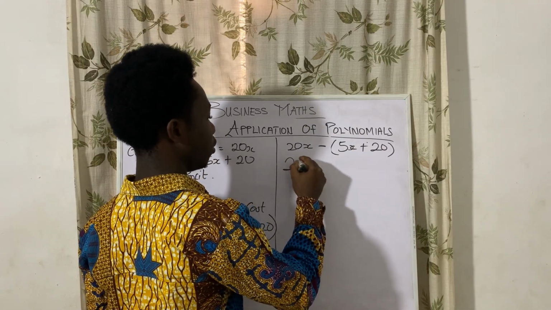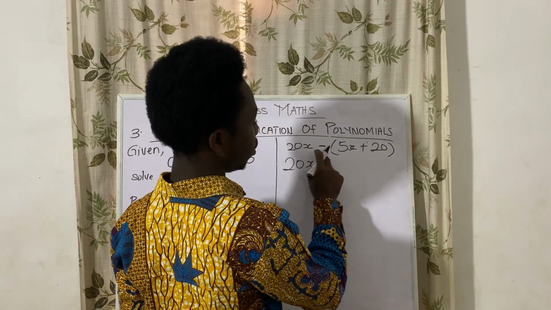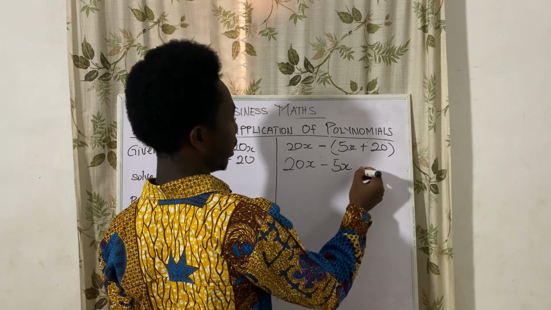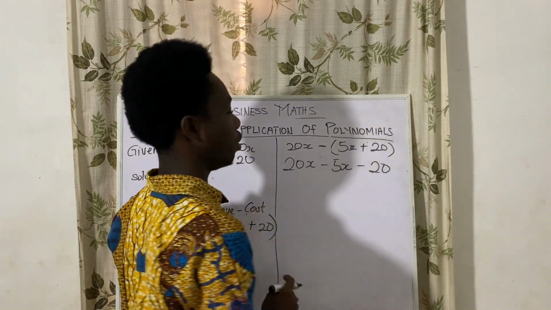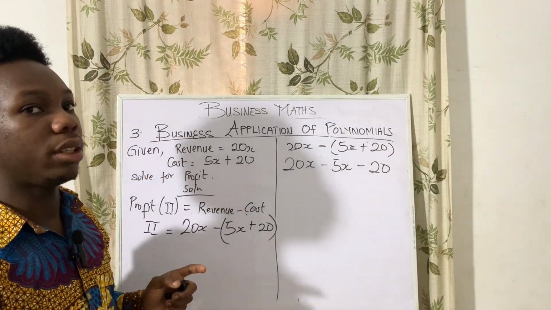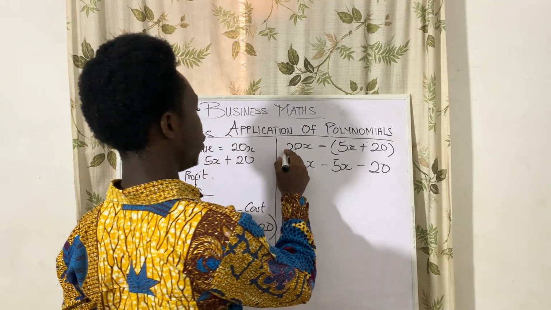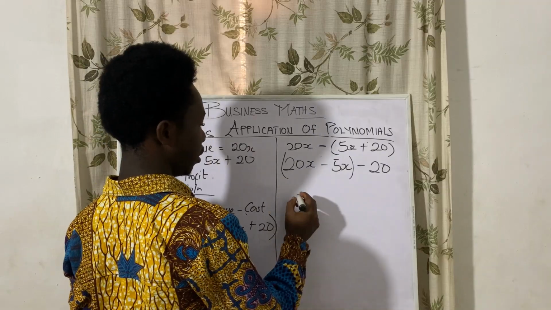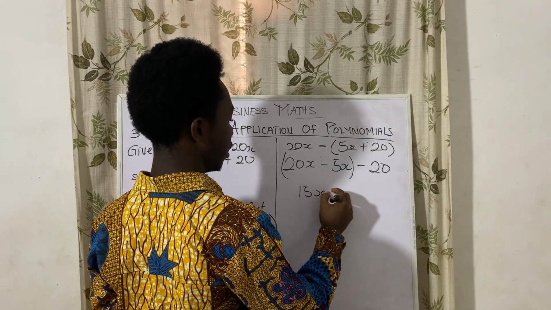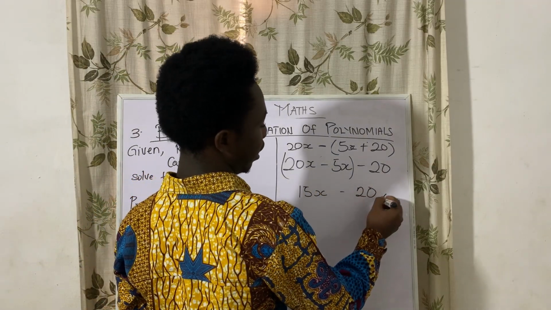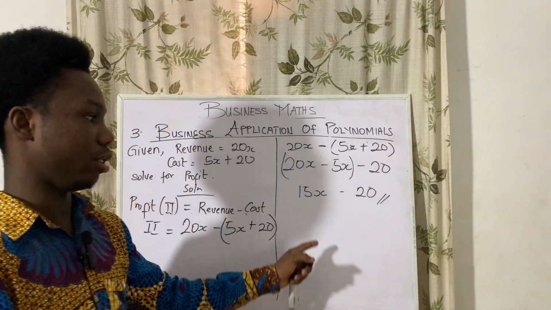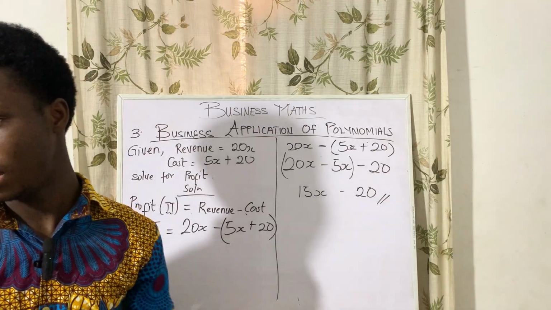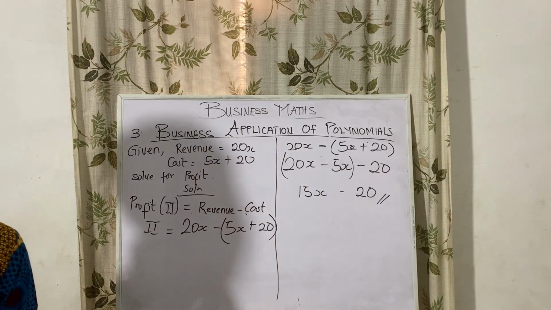So let's continue to solve. 20x minus. So you multiply this, you are going to get this. And you multiply this, you are going to get this. Now, after getting this, we group like terms. So let's group our like terms over here. So we have this. Now we subtract. So we have 15x minus 20. Looking at this, these are not like terms. So therefore, this will be our final answer, or this will be the profit model for this. Please, do you get it?